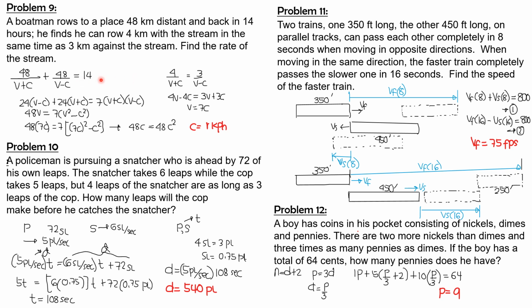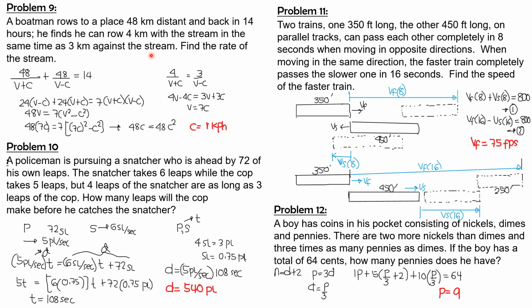Cancel out 2. So this is 24, 24. This is 7. Multiply everything by the LCD, which is V plus C times V minus C. So we have 24 times quantity V minus C plus 24 times quantity V plus C equals 7 times quantity V plus C times V minus C. Then 24V plus 24V is 48V. Then negative 24C plus 24C cancels out, equals 7 times quantity V squared minus C squared.